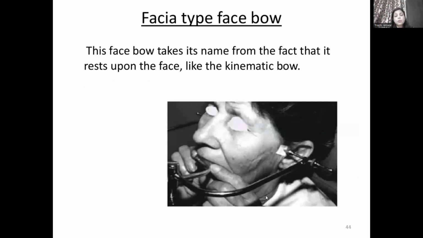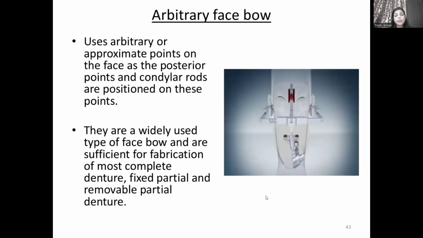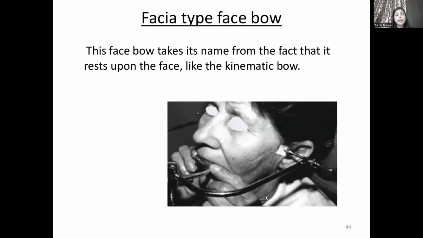Like we have discussed, arbitrary facebows have two types, the fascia type and the earpiece type. The fascia type name is derived from the fact that its condylar shafts rest upon the face. In the kinematic facebow it is the same, the shafts rest upon the face, but the fascia type is an arbitrary type.